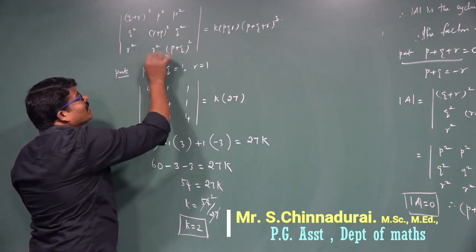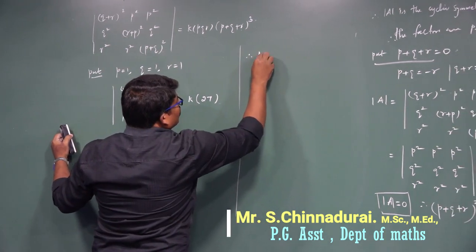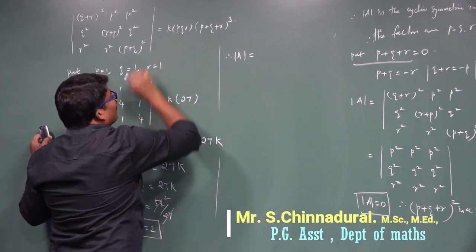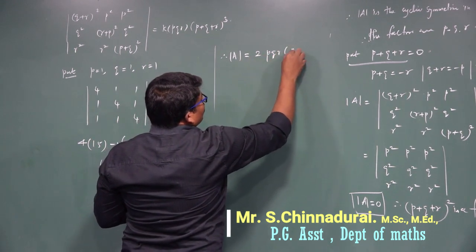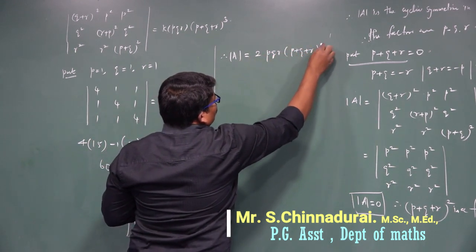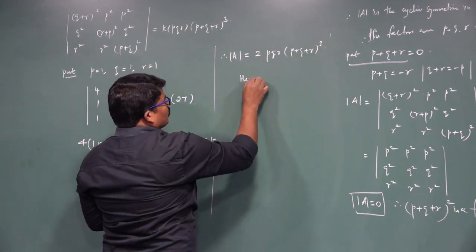Already taken the determinant as A. Therefore, the determinant A equal to K value 2, that is, 2 times PQR into P plus Q plus R whole cube. Hence it is 4.